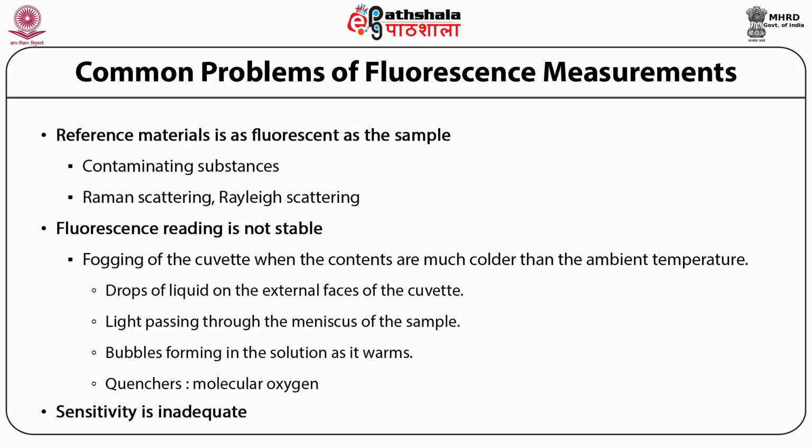We talk about the common problems associated with fluorescence measurement. Sometimes the reference material is as fluorescent as the sample, or contaminating substances cause Raman scattering or Rayleigh scattering. The fluorescence reading may not be stable due to fogging of the cuvette when the content is much colder than the ambient temperature, a drop of liquid on the external face of the cuvette, light passing through the meniscus of the sample, bubbles forming in the solution as it warms, quenchers such as molecular oxygen, or sometimes inadequate sensitivity.